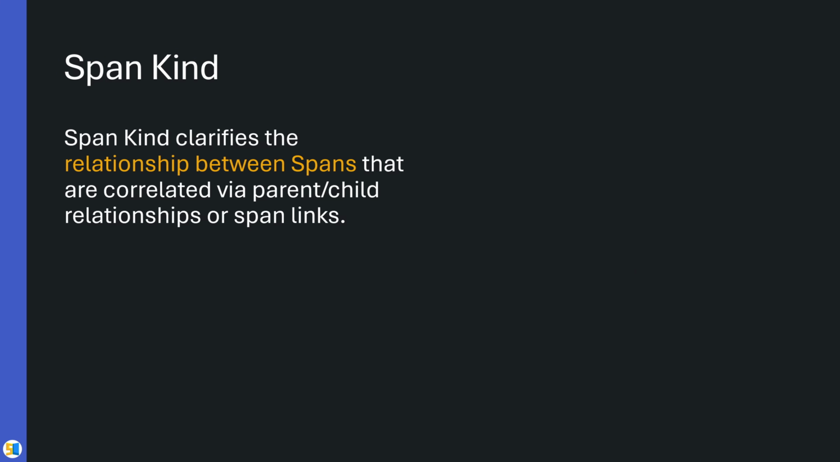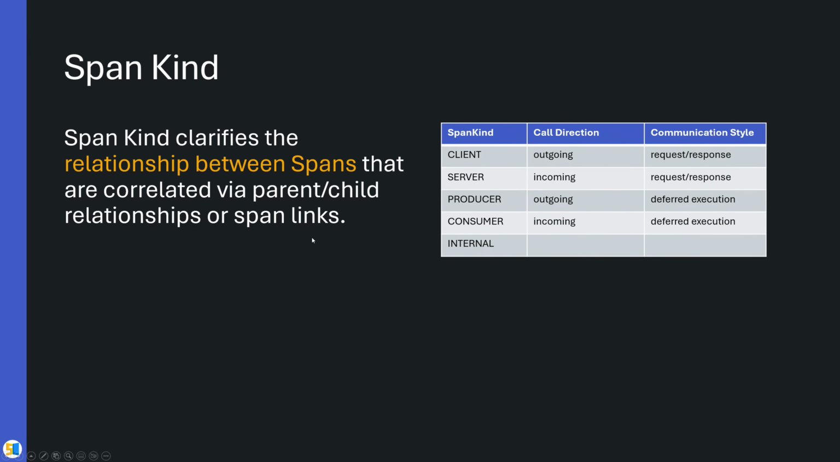Span kind. Span kind clarifies the relationship between spans that are correlated via parent-child relationships or span links. So there are five types of span kind. The default is internal. And then we have client, which has client direction outgoing, right? And with communication style request or response.